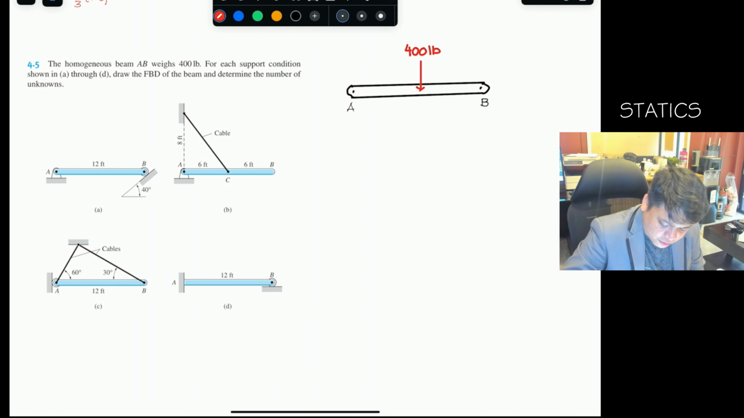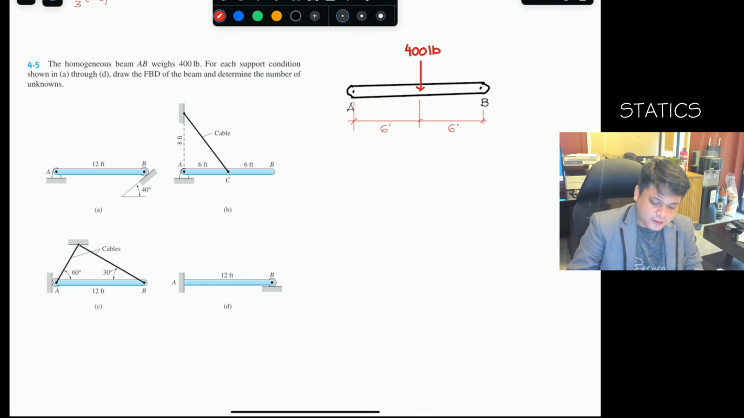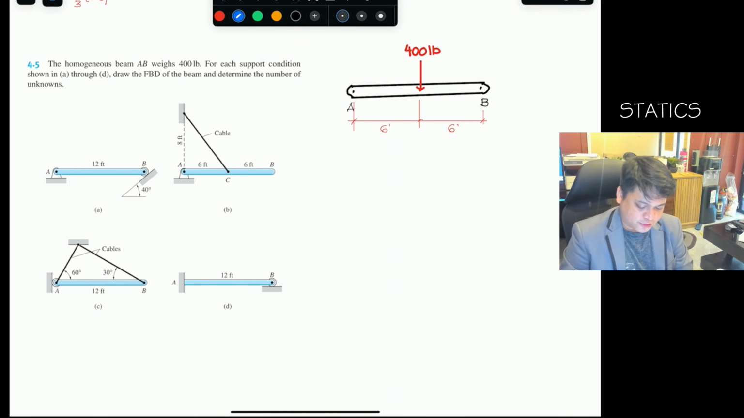So you need to draw also the dimensions. Okay. So that is 12 feet. So meron ka ditong 6 feet. And then meron ka dong 6 feet. Okay? So now we need to draw the reactions.